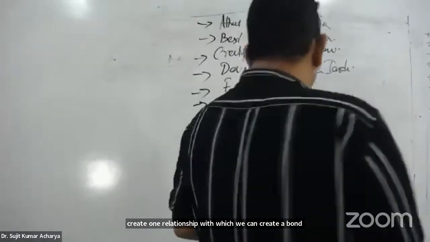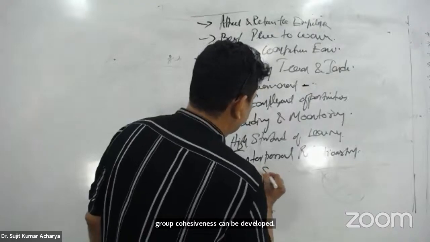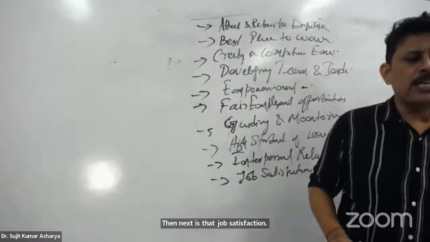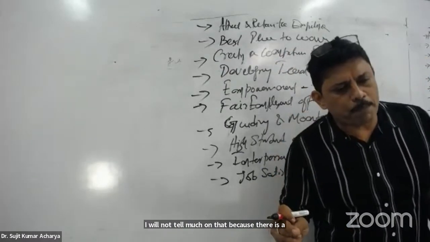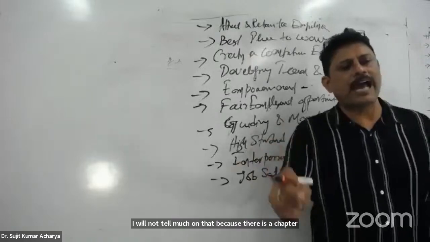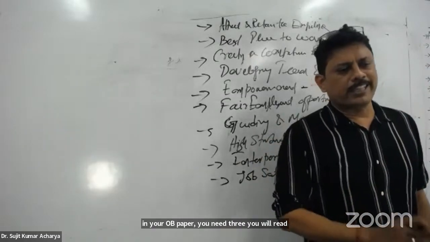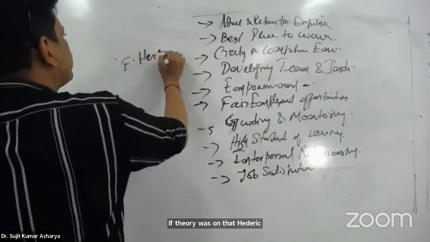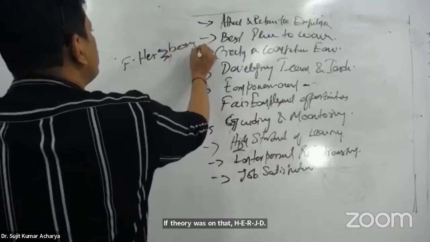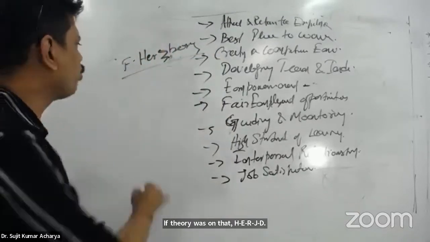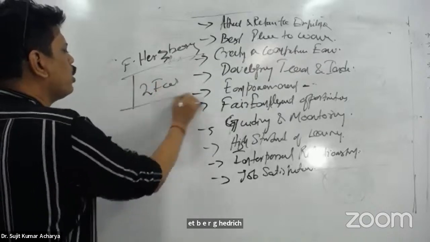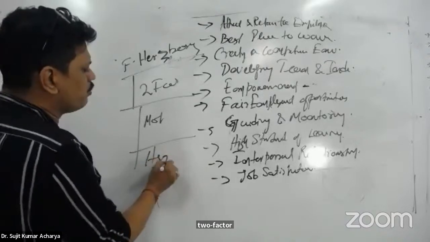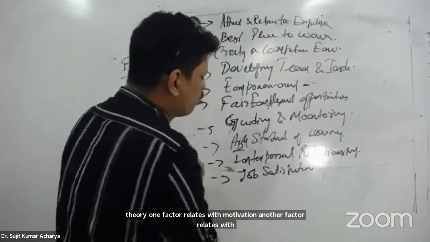Then next is job satisfaction. I will not tell much on that because there is a chapter in your OB paper, Unit 3, where you will read motivation and job satisfaction. A theory was on that: Frederick Herzberg developed the two-factor theory. One factor relates to motivation, another factor relates to hygiene.